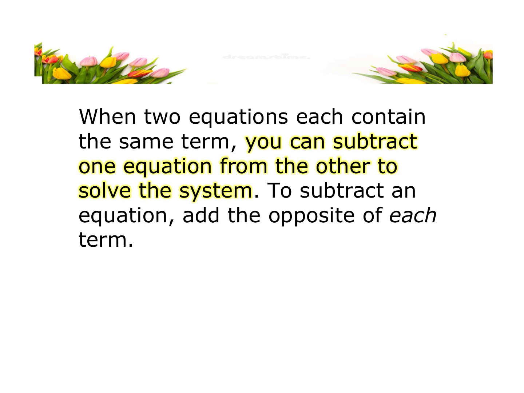So when two equations each contain the same term, you can subtract one equation from the other to solve the system. To subtract an equation, add the opposite of each term. So what I always like to say, guys, is that if you have a negative and a positive, at the end of the day, you're always subtracting and keeping the sign of the biggest number. But if you're doing elimination, what I always prefer to do is add the equations and then just subtract those two terms. There's a lot less work involved because you're more consistent in what you're doing.